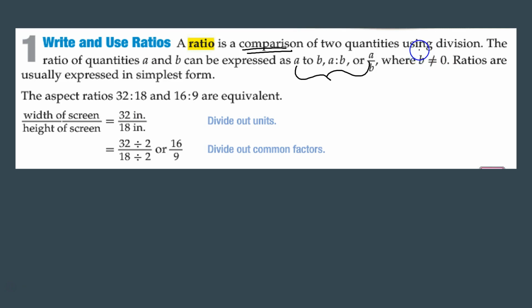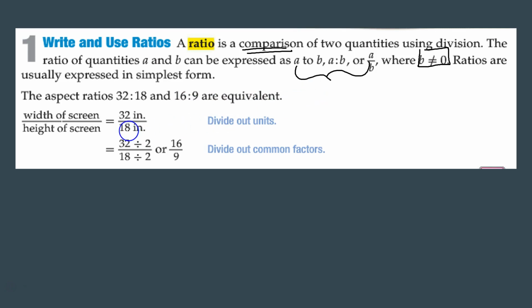But notice this key part here, B cannot equal 0. So in this case, you cannot have A divided by 0. Ratios are usually expressed in the simplest form, meaning reduced as much as we can. So the aspect ratios 32 to 18 and 16 to 9 are equivalent.